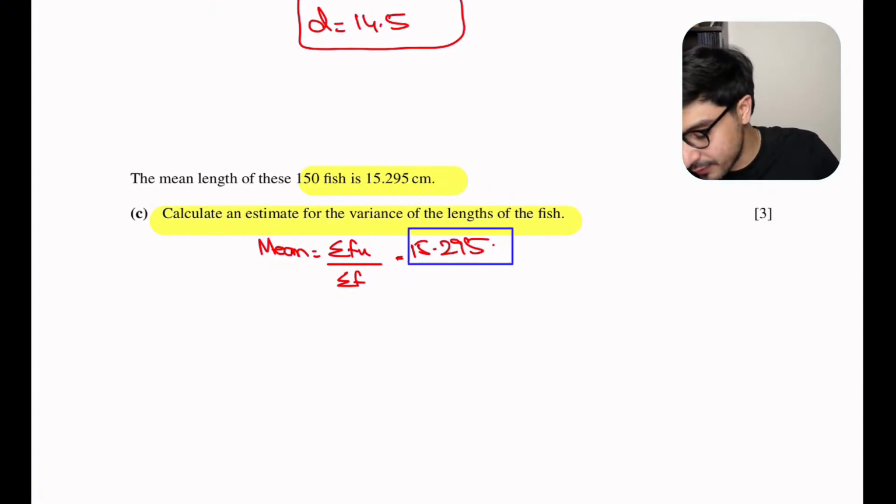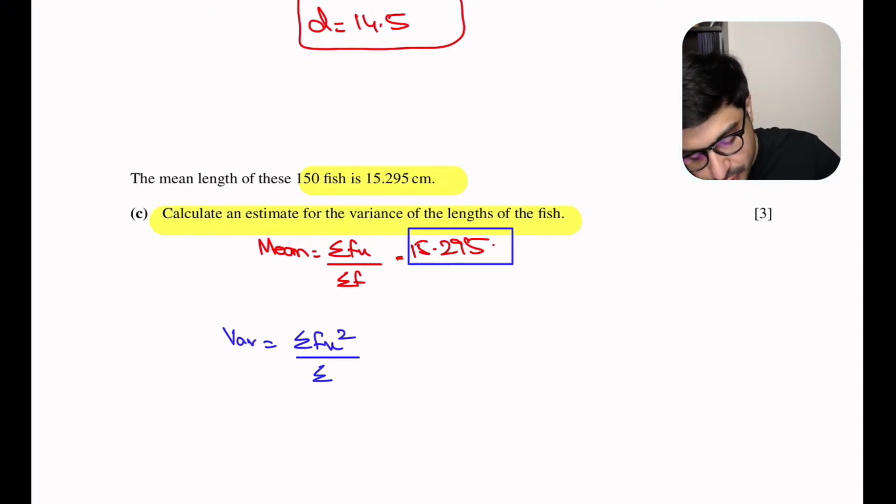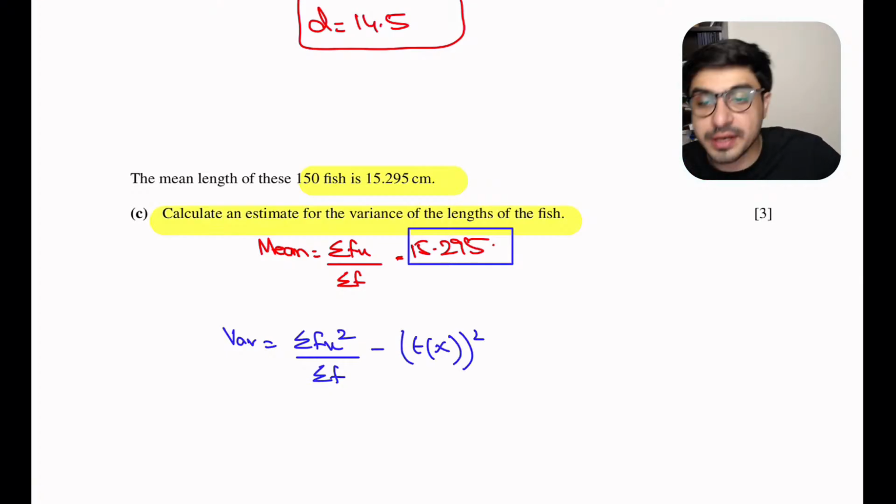So there is a formula for variance as well. And what is that formula? The formula for variance is the summation of fx square upon summation of f, minus mean square, right? It's going to be mean square.